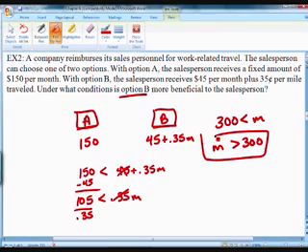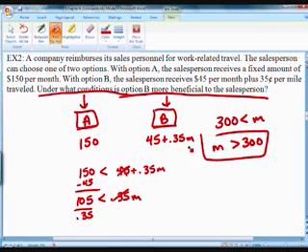Option B is more beneficial when the miles are greater than 300. So if you go 299 miles, which one's more beneficial? A. If you go 301 miles, which one's more beneficial? B. And you could test that. If you plug in 301 miles, you're going to make $150.35. So you get a little bit more money.